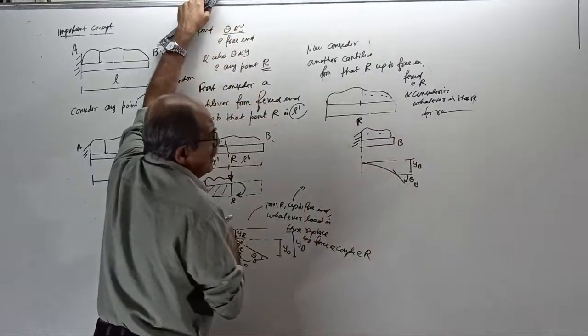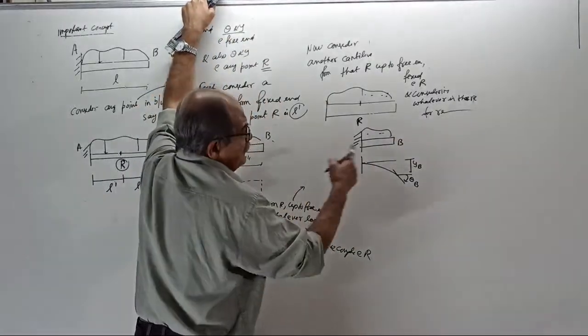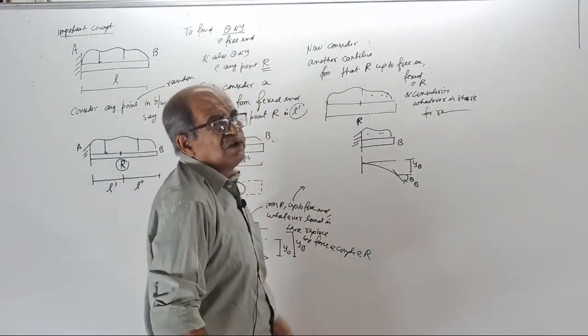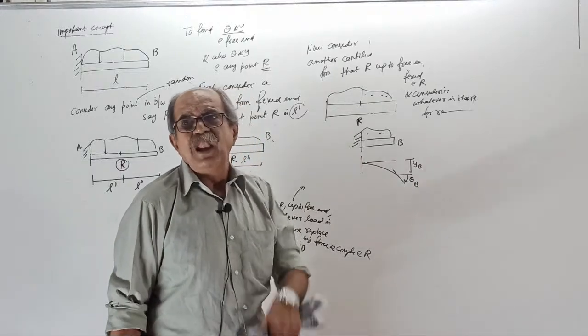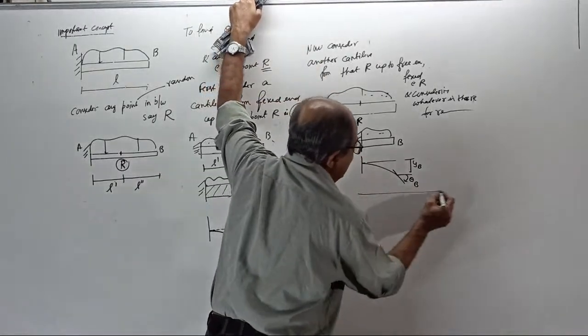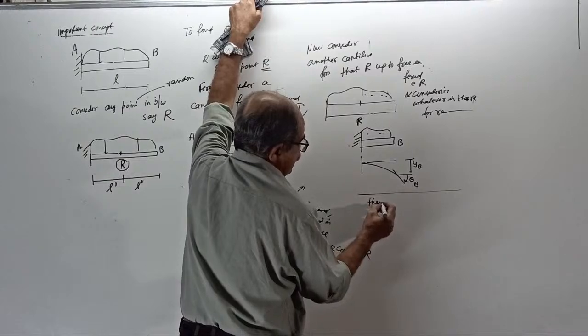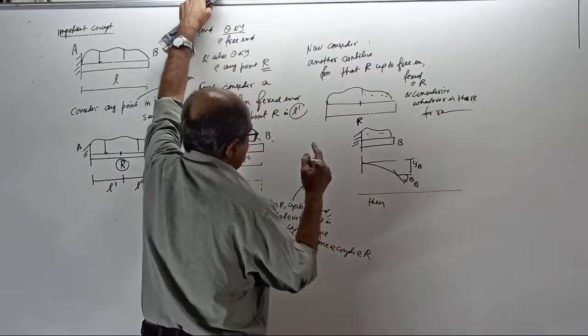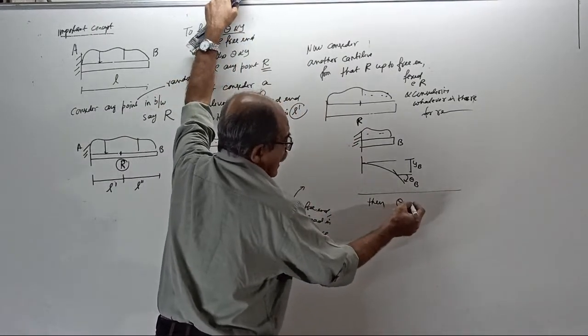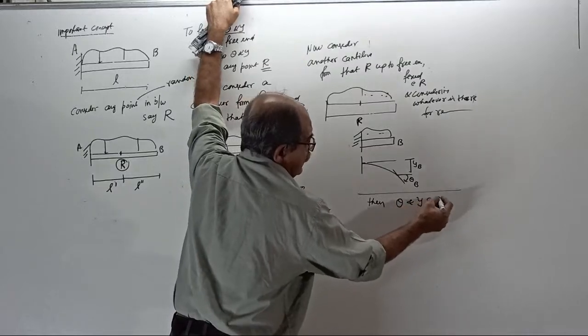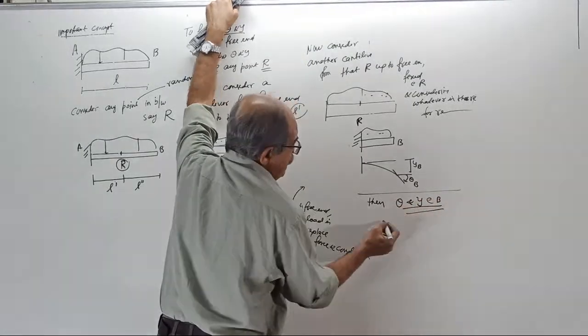This is not that yB, some other yB. You don't have to write theta B, yB. You write the formula, that's all. Then tell the answer. Slope and deflection at B will be, what, tell me?